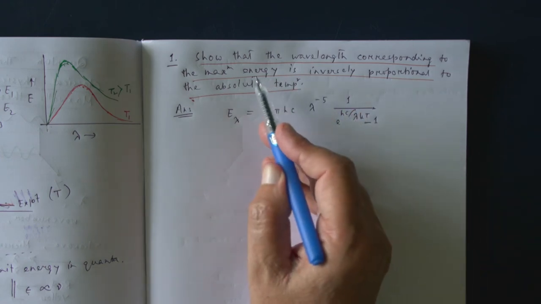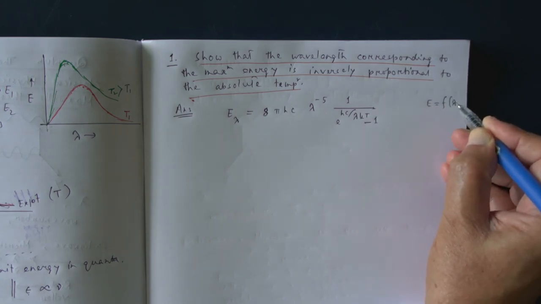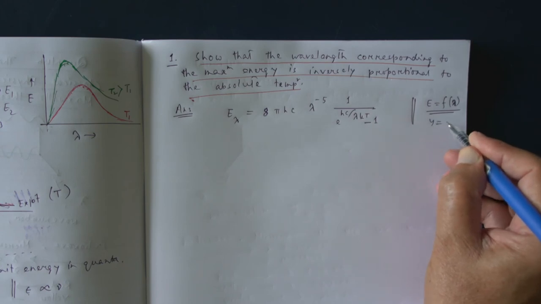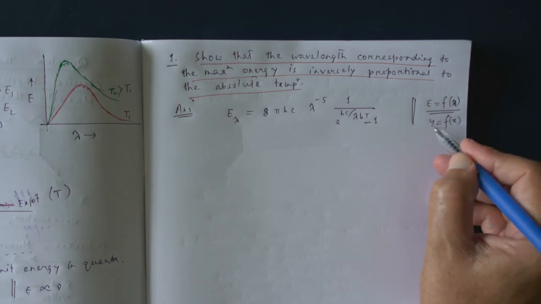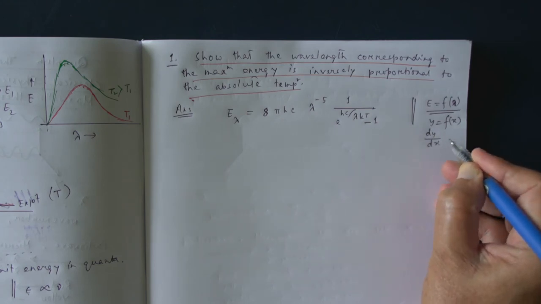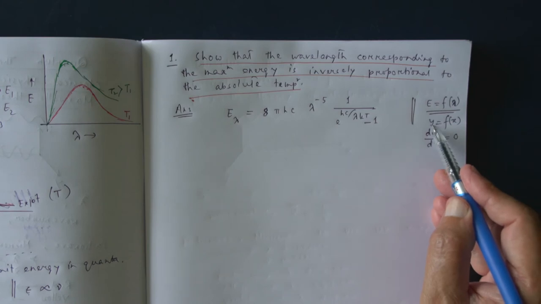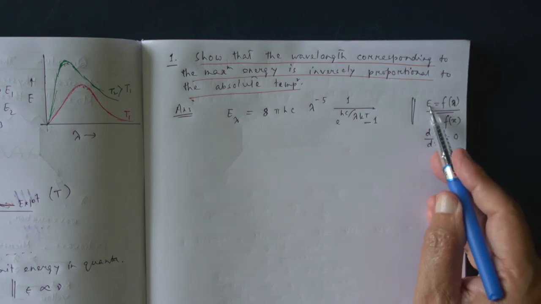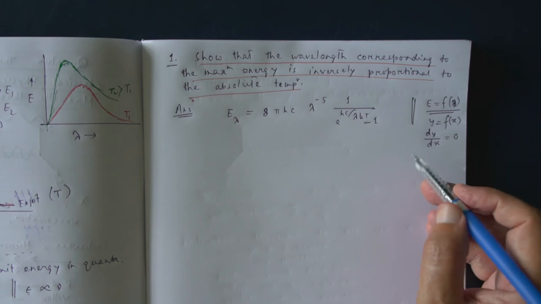Now we have to find out maximum energy. So here energy is a function of lambda. That means energy depends on lambda. Similarly, say y is a function of x. That means y depends on x. If y is to be maximum or minimum, our condition is that dy/dx must be 0. If dy/dx is 0, then y may be maximum. Similarly, energy is a function of lambda. So for maximum energy, dE by d lambda must be 0. So we differentiate with respect to lambda. Let us do that.